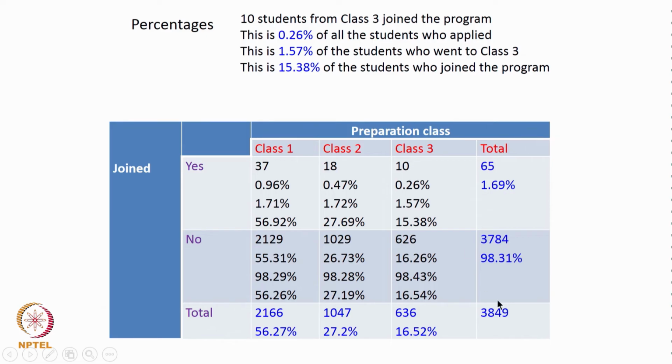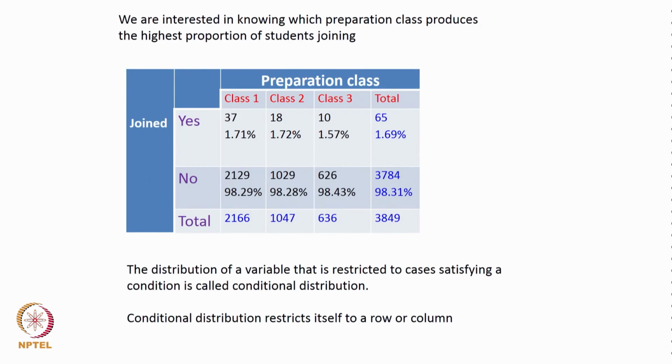So, typically 10 divided by this total, 10 divided by this total and 10 divided by this total. If I look at this, for example, the first one will be 2129 divided by 3849, which is 55.31. The next would be 2129 divided by 2166, which is this total, which is 98.29, and the third is 2129 divided by 3784, which is 56.26. So, we can compute all these percentages from the table that we actually have.